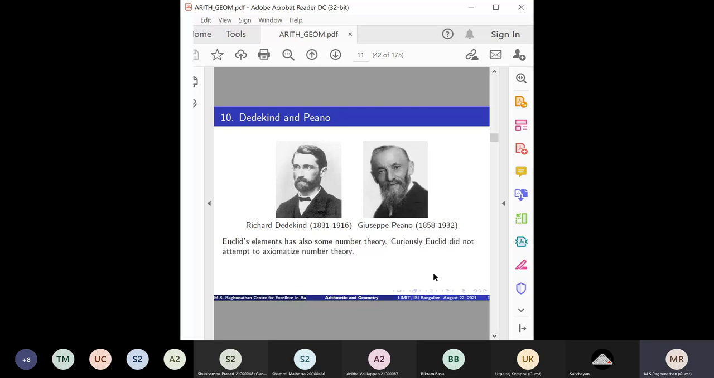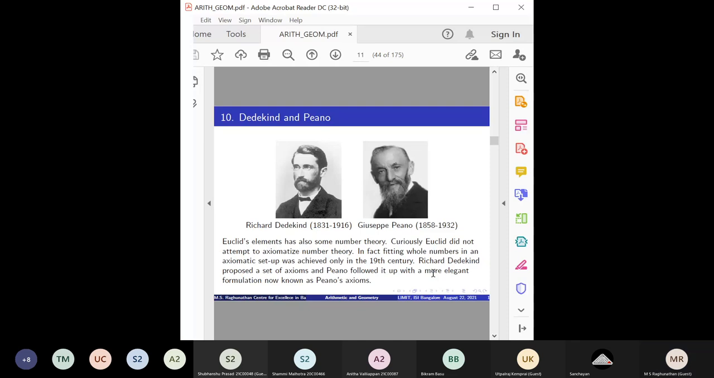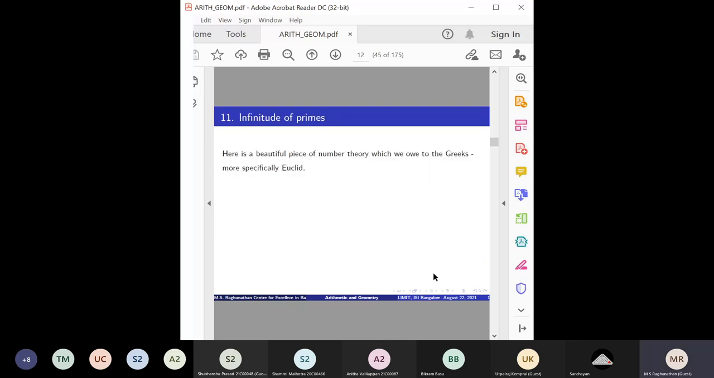Curiously, Euclid did not attempt to axiomatize number theory. In fact, fitting whole numbers in an axiomatic setup was achieved only in the 19th century. Richard Dedekind proposed a set of axioms, and Peano followed it up with a more elegant formulation, now known as Peano's axioms. I'll come back to Peano's axioms at a later point.